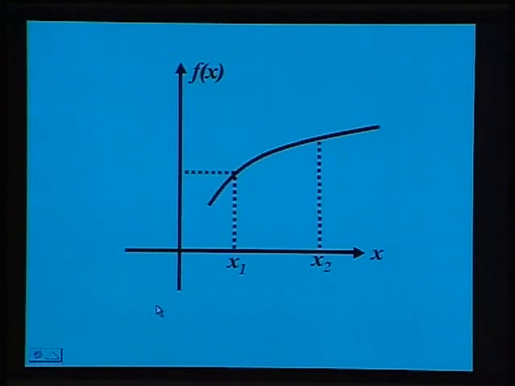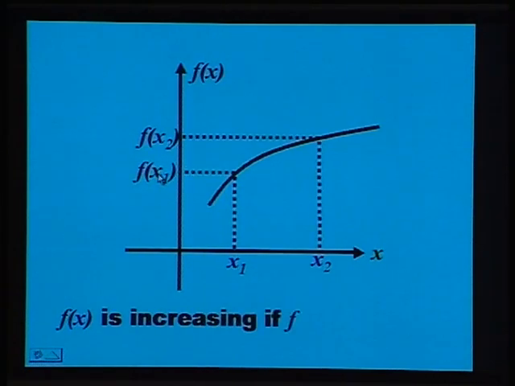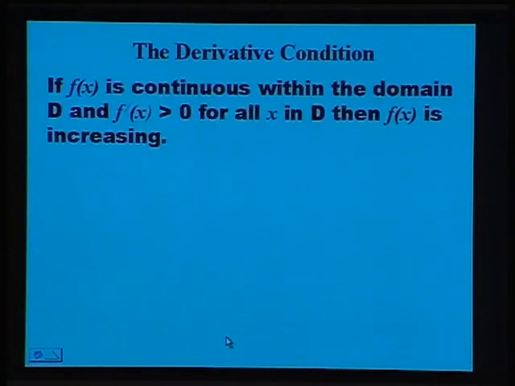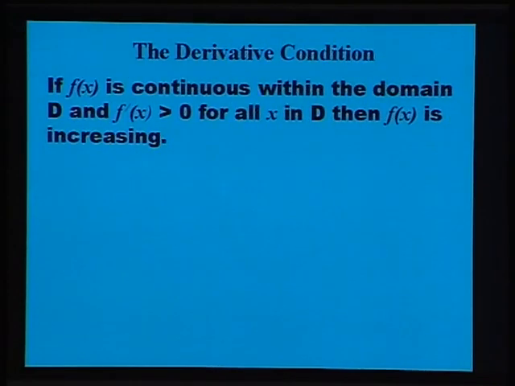If x2 is greater than x1, then f(x2) is greater than f(x1). Then we'll conclude that f(x) is increasing. There is a derivative condition which allows us to verify again whether a function is increasing or not. Let's see the derivative condition. If f(x) is continuous within the domain D, and f'(x), that is the derivative of f(x), is greater than 0, that is positive for all x in D, then f(x) will be said to be an increasing function.